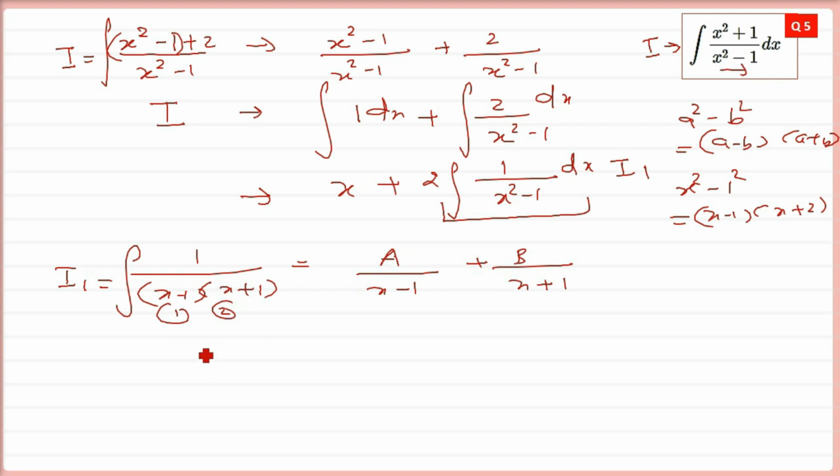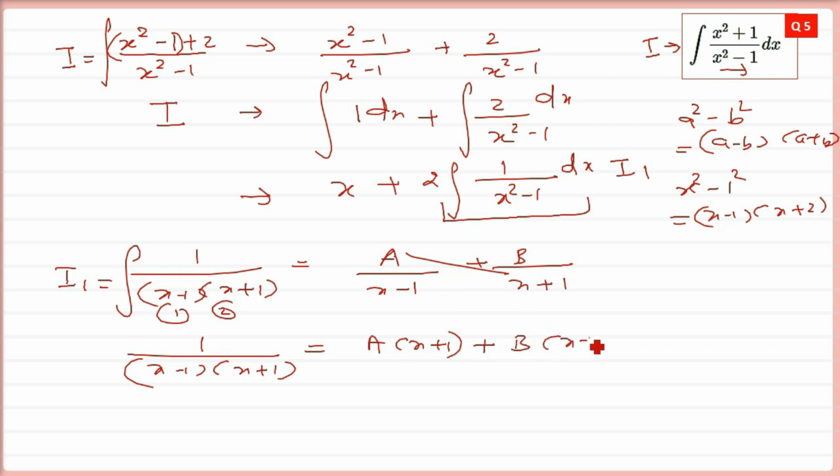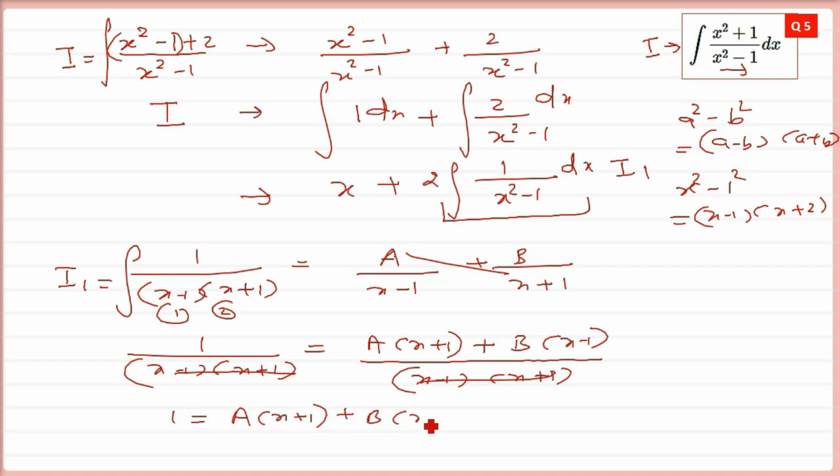Before that, we need to find these capital A and capital B constants. So 1 by x minus 1 into x plus 1 has been written like this. Let's cross multiply so that we find the LCM: A into x plus 1 plus B into x minus 1, divided by x minus 1 into x plus 1. Now the x minus 1 and x plus 1 denominators will get cancelled, so the equation becomes 1 equals A into x plus 1 plus B into x minus 1.